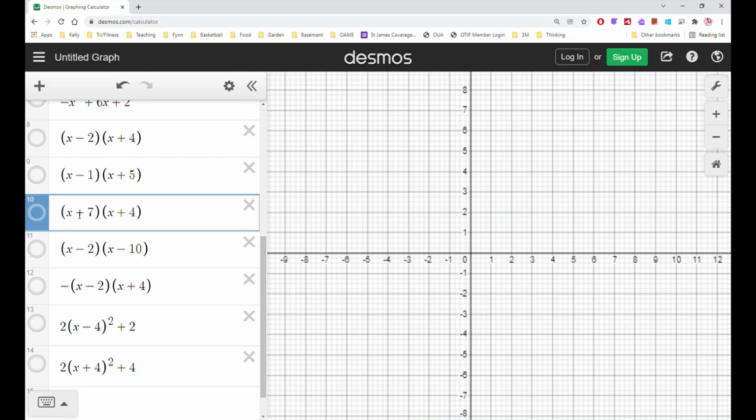Now this one, we have a positive 7 and a positive 4. Think about where those are going to end up. We have a positive 7 and a positive 4. Land of the opposites means it's going to be a negative 7, negative 4.